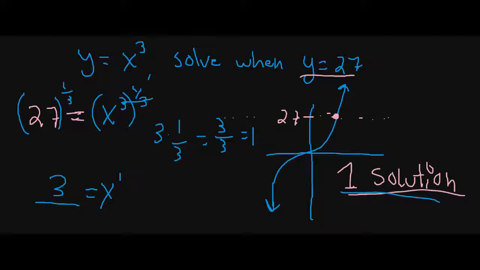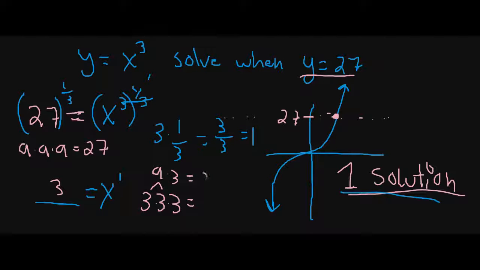All right, but one thing that I want to talk to you about again is that this 1/3 right here is basically saying what number multiplied by itself 3 times, I'm going to use a different notation, what number A multiplied by itself 3 times gives us 27. Well, we used the calculator, but if we actually try it, 3 times 3 is 9. 9 times 3 is 27, right? So our answer is 3.